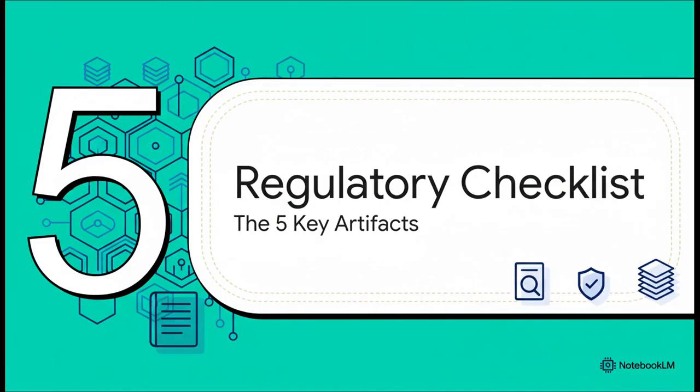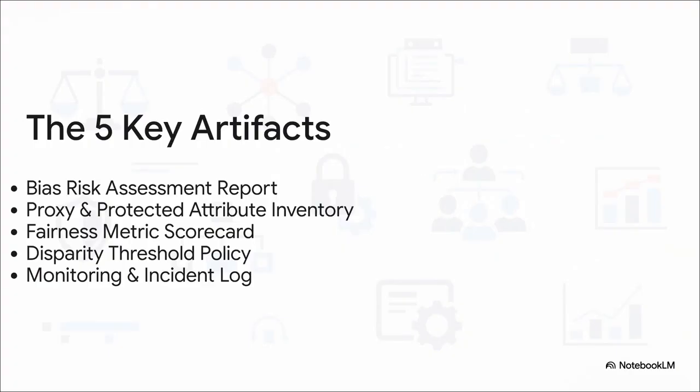Okay, let's get down to brass tacks. Let's say a regulator does come knocking. What are they actually going to ask to see? I can tell you right now, they're not interested in your good intentions. They want to see the paperwork. These are the 5 documents you have to have in your back pocket. A risk assessment that shows you actually thought about the potential for harm. An inventory that proves you looked for those sneaky proxies. A scorecard with the actual fairness numbers. A policy that defines what level of disparity your company finds acceptable. And finally, a log that shows you're actually watching the system in production. This isn't just paperwork. This is your proof of due diligence.